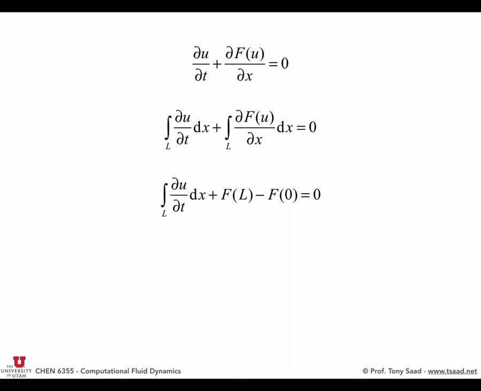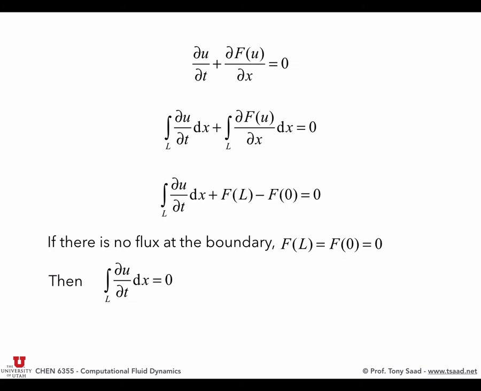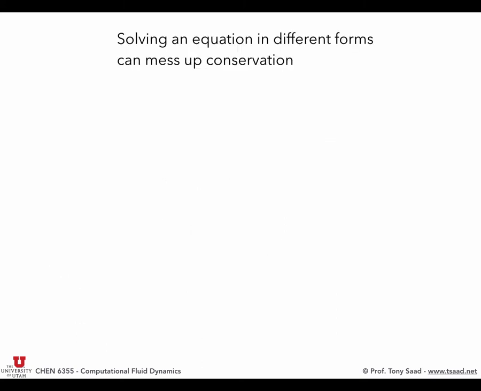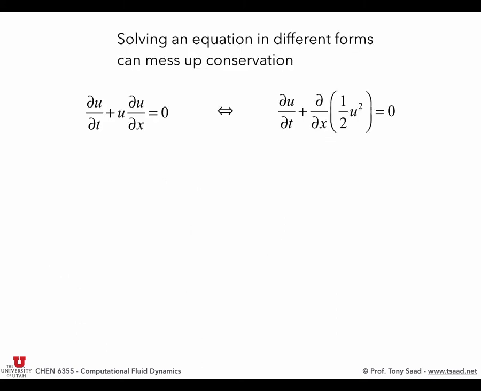And if we further impose no flux at the boundaries, or if we impose a known flux at the boundaries, okay, what we expect for this equation, when the fluxes are 0, is that the integral of du/dt dx over L is equal to 0. And if this is the case, we say that u is conserved. Okay? So let's see what happens if we solve the Burgers equation using the two different forms.